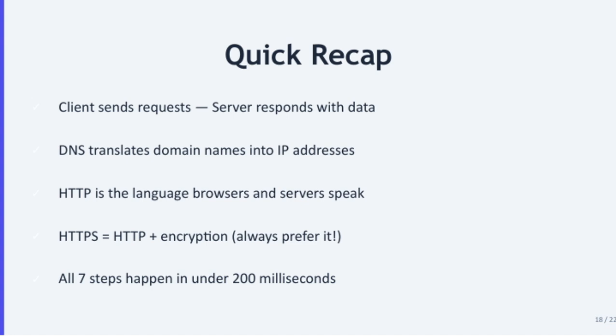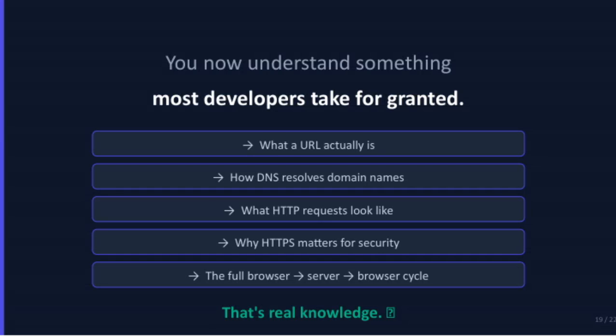So, in a nutshell, these quick steps, encryption, language, translation, request, and response, are all essential for a seamless browsing experience. They happen so fast that we hardly notice, but understanding this process helps us appreciate the complexity behind what seems simple on the surface. That's real knowledge. When we talk about the full browser-to-server-to-browser cycle, we're really understanding how every request and response flows back and forth. This cycle is fundamental to how the web works.